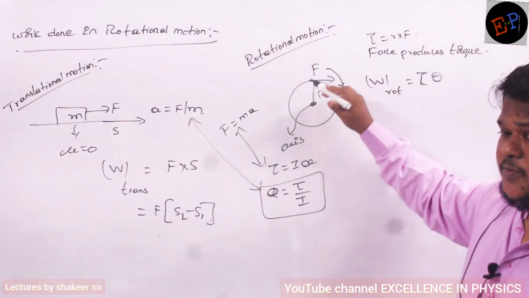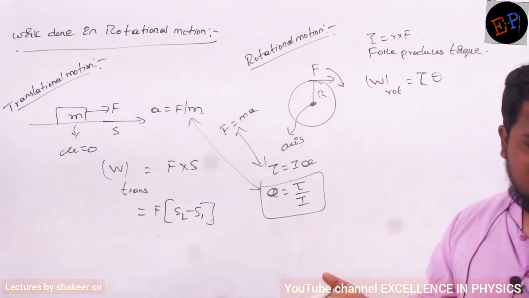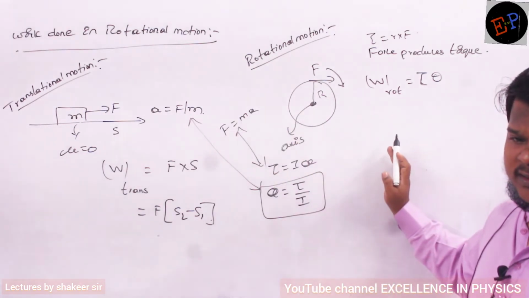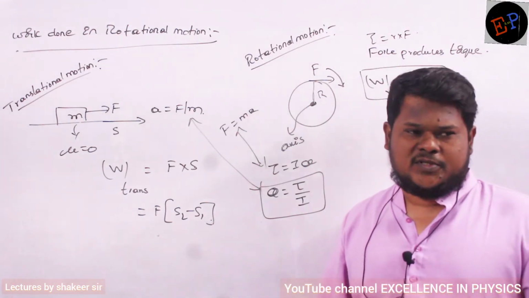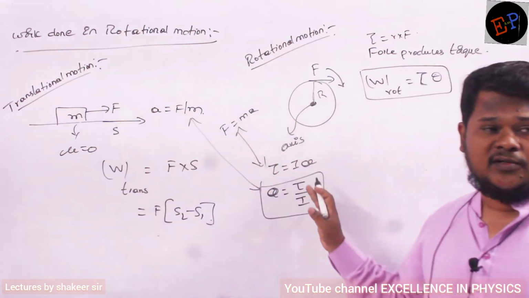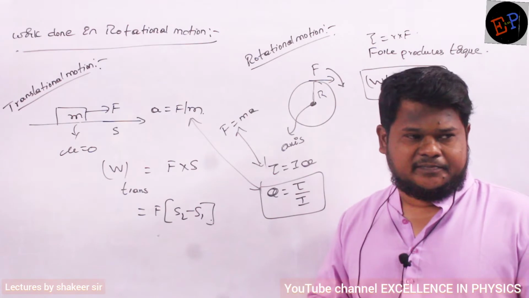Here, when you apply force, the body starts rotation. It will cover a small angle of theta. Are you able to understand? So here displacement, there angular displacement. So this is the equation of work done in the case of rotational motion. Just by analogy, we are trying to remember. If you remember the analogy, the equation you can also remember. Are you able to understand?